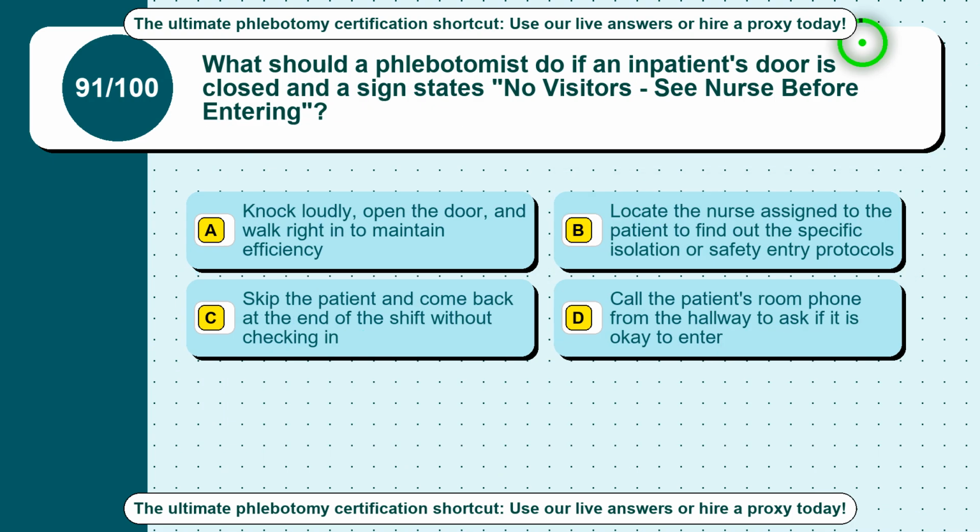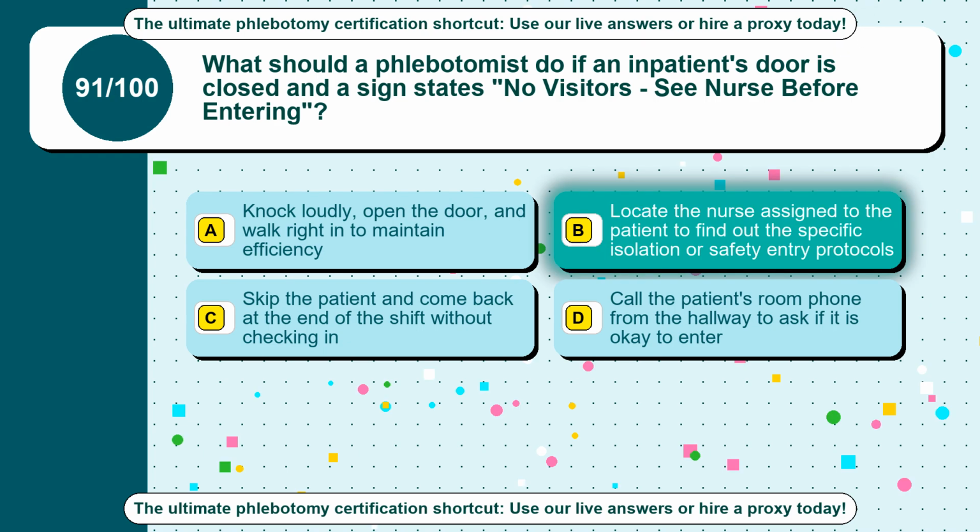Question 91. What should a phlebotomist do if an inpatient's door is closed and a sign states "No visitors, see nurse" before entering? Option A. Knock loudly, open the door, and walk right in to maintain efficiency. Option B. Locate the nurse assigned to the patient to find out the specific isolation or safety entry protocols. Option C. Skip the patient and come back at the end of the shift without checking in. Option D. Call the patient's room phone from the hallway to ask if it is okay to enter.